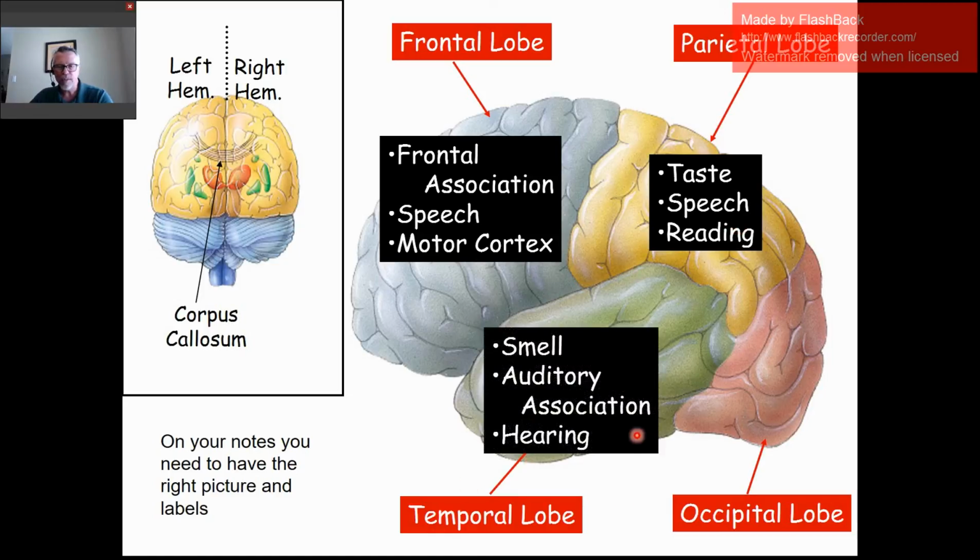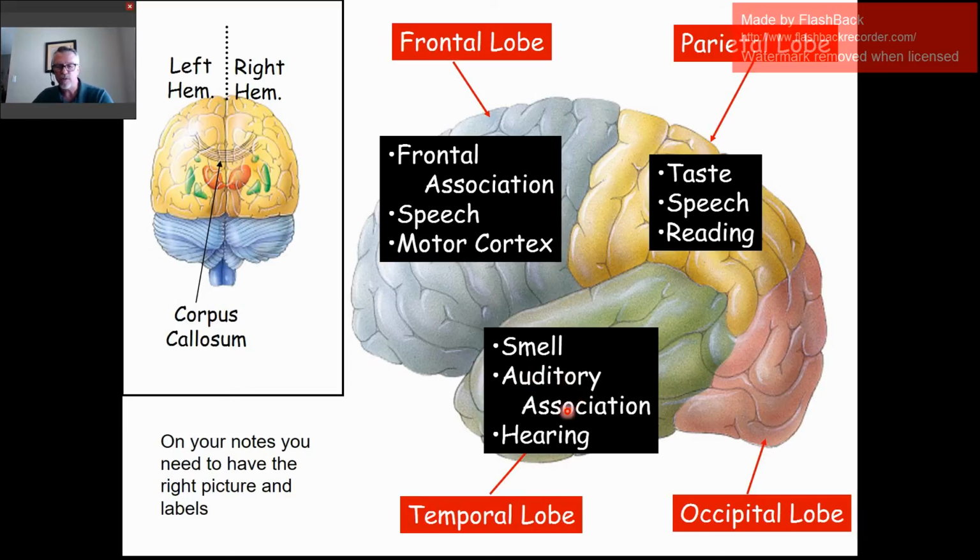In the temporal lobe, this is that section down here, you have the sense of smell or olfaction. That's another sort of more biological term for the sense of smell. You have auditory association and you have hearing. So hearing, I think that's pretty straightforward. That's decoding sounds that come in from your ears. But auditory association means the way your brain builds a mental map of the world based on sound. So you're putting together an internal picture of your world based on what you hear.